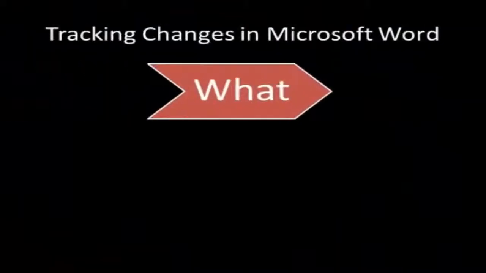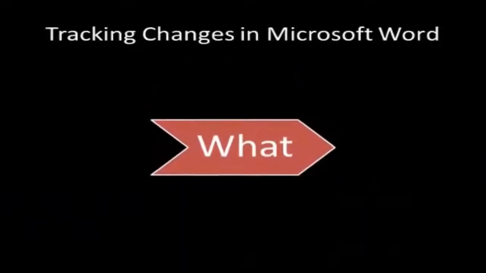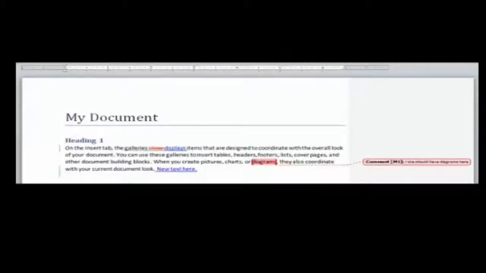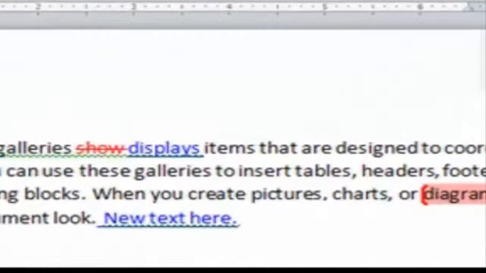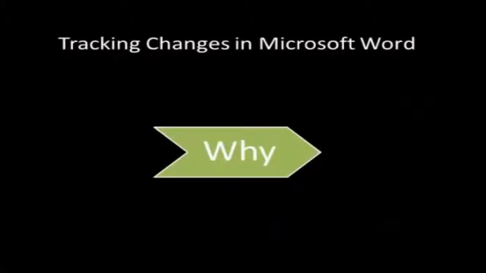Today, we're going to discuss the what, why, and how of using the Track Changes option in Microsoft Word. Track Changes is a feature that allows you to see exactly what was changed in a document by using a kind of markup notation. On closer examination, we can see what was added here in blue, what was deleted in red, and on what portions of the document comments may have been added.